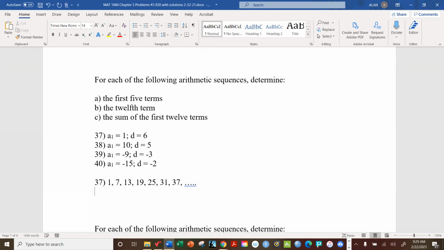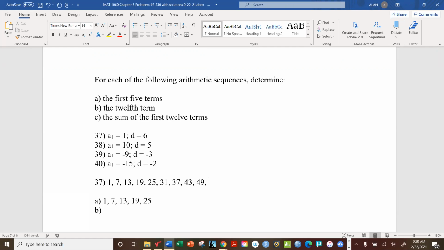Okay. How do you know that? Because A1 is 1, and then after that, you just keep adding 6s to go to the next term. So already you know the first 5 terms. Okay, 1, 7, 13, 19, 25. The 12th term, you've got 2 options. You can write them all out. You can just carry on.